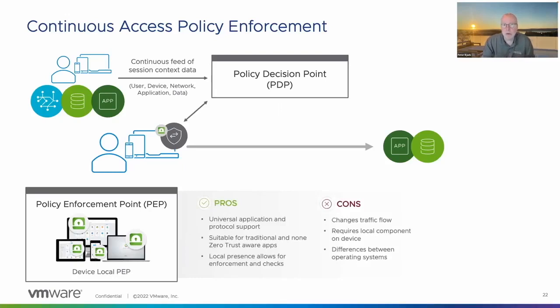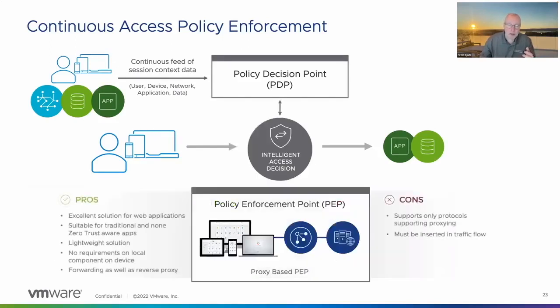One being a local enforcement point, which has certain benefits. It's much more universal in the sense it can actually control sessions for any kind of application. The problem is it requires a local component. So might not be the best solution for a BYOD scenario. Secondly, we have the network central enforcement point, many times in the format of a proxy. So now the traffic flows through this component. The benefit is you don't need any local component for enforcement. Problem is it doesn't support all protocols.